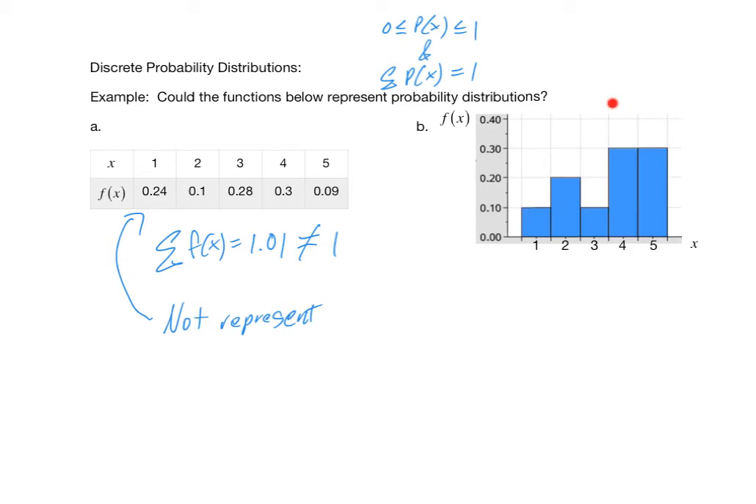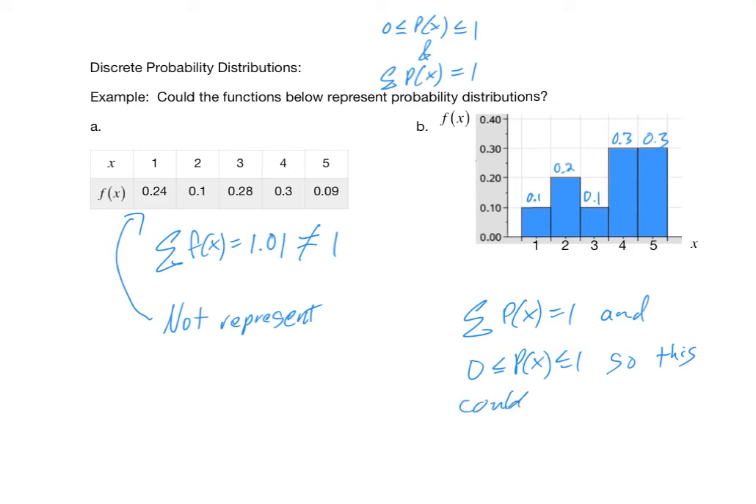Let's take a look at this one here and see if this could possibly represent a discrete probability distribution function. First, notice that the outputs of the function are 0.1, 0.2, 0.1, 0.3, and 0.3, all of which are between 0 and 1. So the first condition is met. The second condition is that they need to all add up to be exactly 1. Again, this was at a height of 0.1, 0.2, 0.1, 0.3, and 0.3. And if you add those all up, they add up to be exactly 1. So the sum of the p of x's is exactly 1, and all the p of x's are between 0 and 1. So this could represent a discrete probability distribution function.